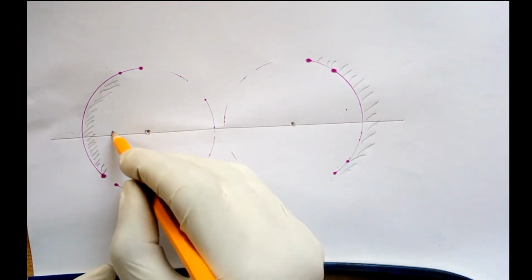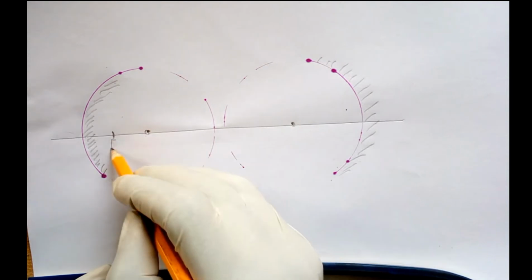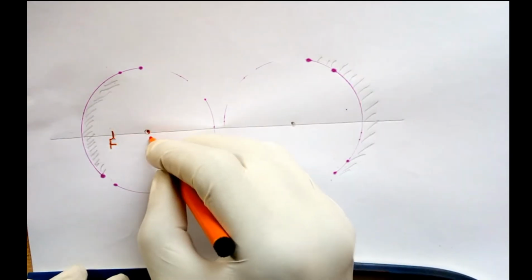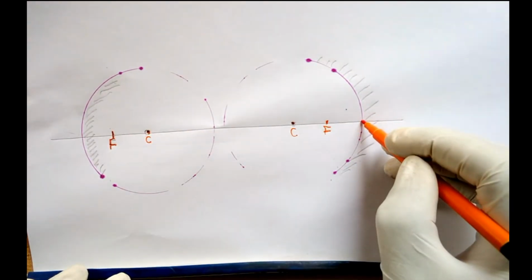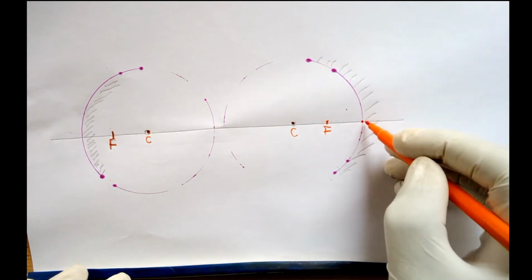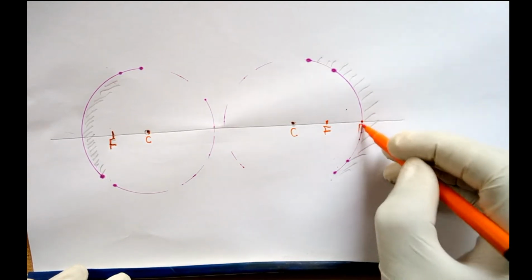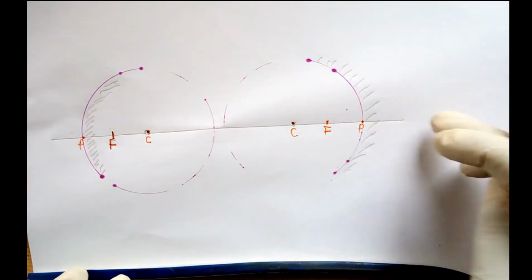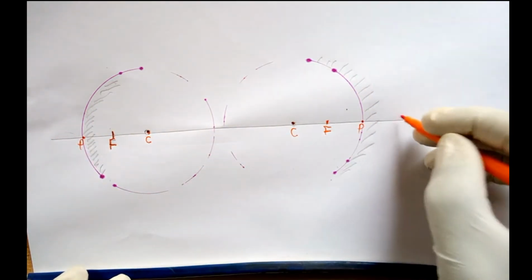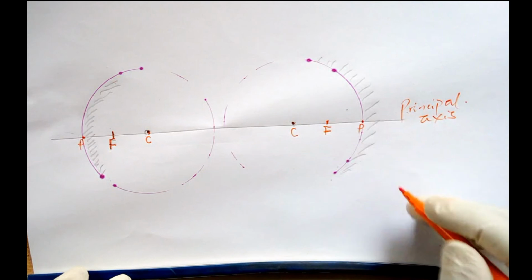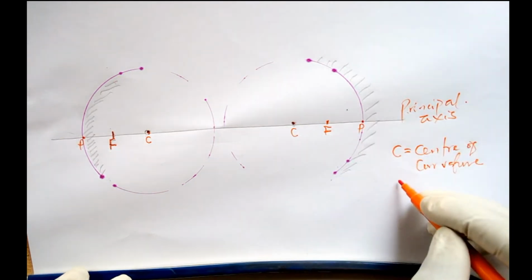Halfway through this is called the principal focus. Here is the center of curvature. This point where the line touches the mirror is called the pole. This straight line that cuts through the mirror is called the principal axis. So let's spell it all out. We have the C, then we have the F and the P.